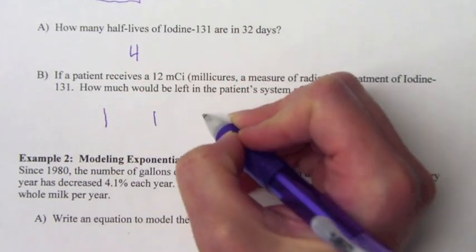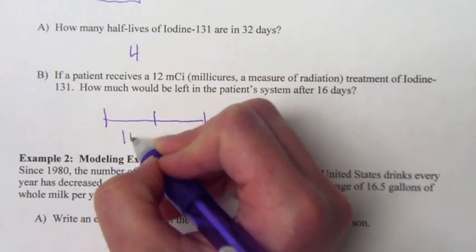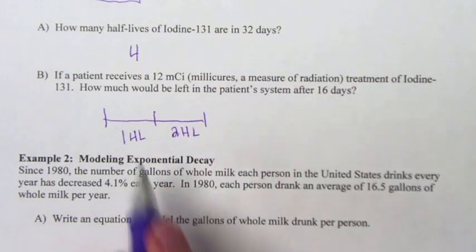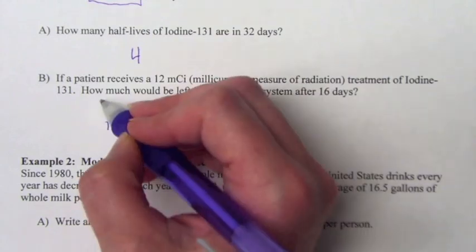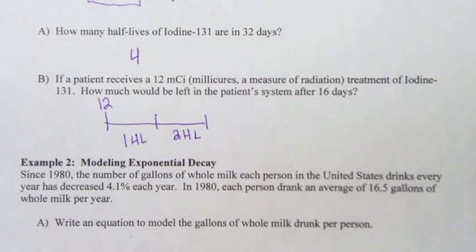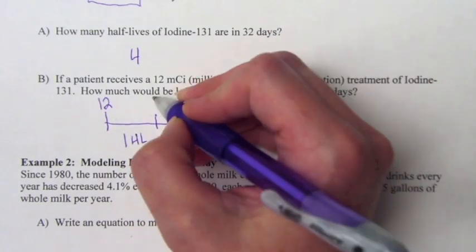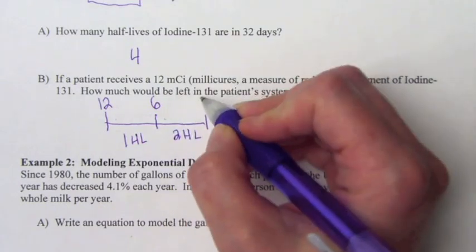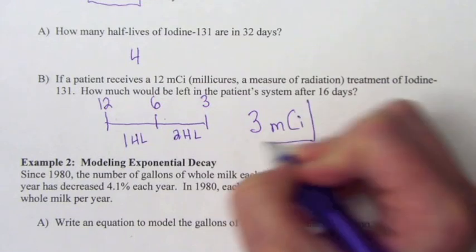If you visually represent it, here's 1 half-life, and here's 2 half-lives, okay? Put the starting amount on the upper left side of this. We started with 12 millicuries. After 1 half-life, how many millicuries are going to be left? 6. Then after another half-life, 3. So we have 3 millicuries left.